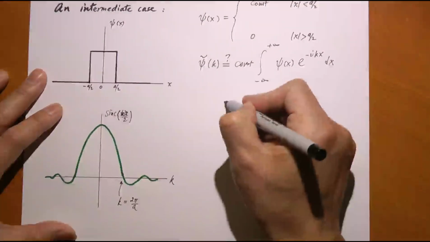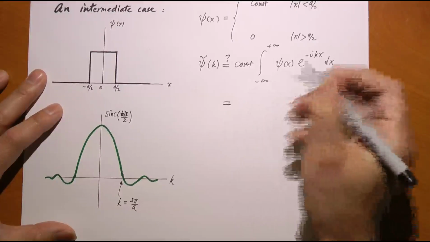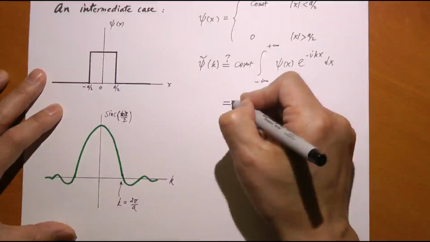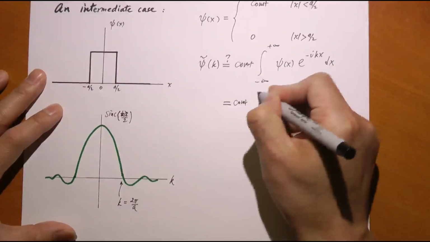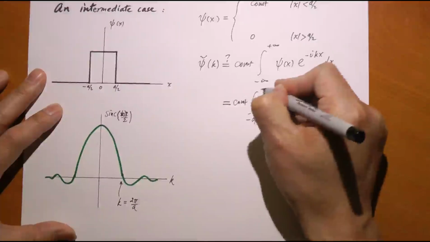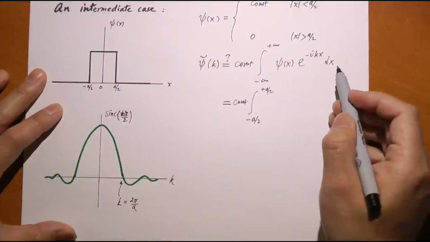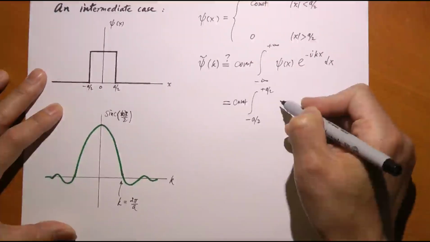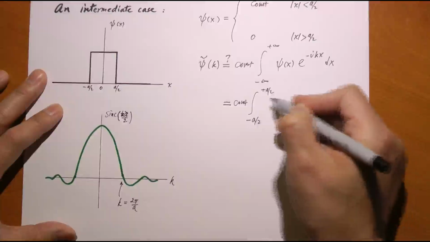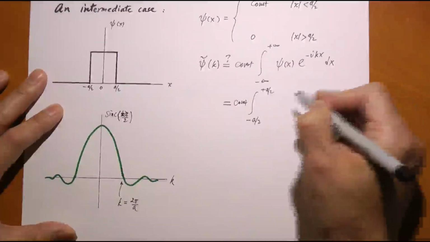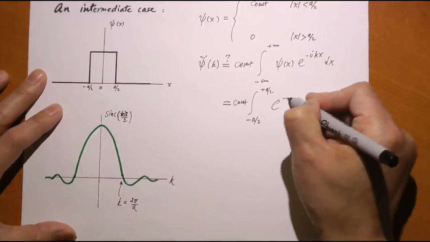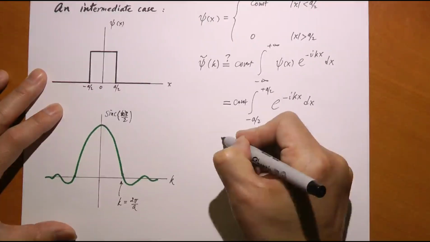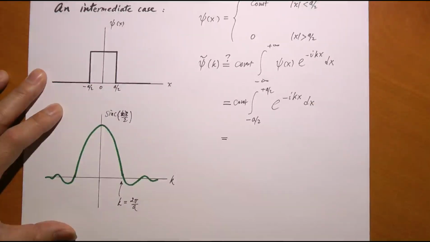I just have to plug that in. Now when you plug that in, the range of integration shrinks. Instead of from negative to positive infinity, I only need to consider the integral from negative a over 2 to positive a over 2. Do I make sense? Because outside this range, psi is 0, so I don't have to integrate. But within this range, psi is a constant, which I take out to combine with this, and then I'm just left with 1, e to the negative i kx dx. Now, that is not hard to do at all. You can integrate that, and here's what you get.